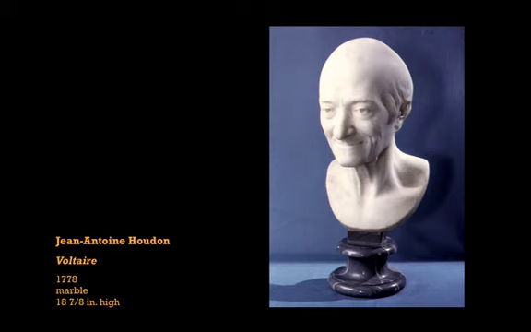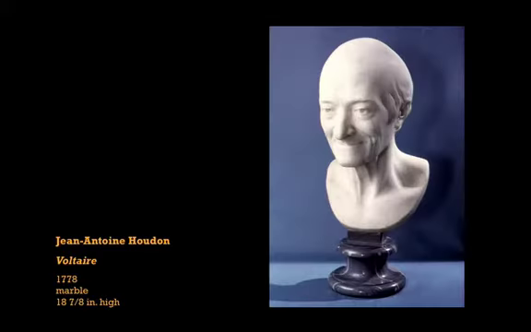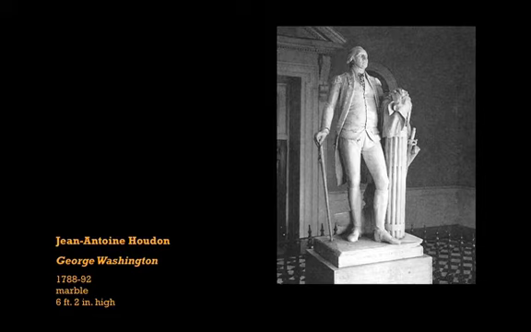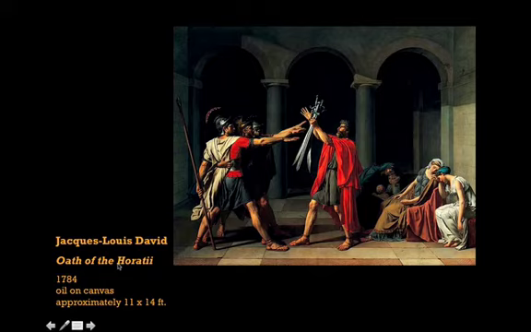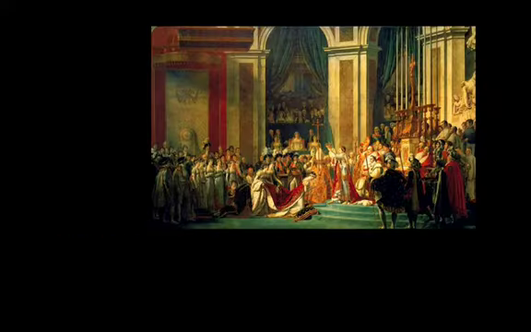Oh, hey, that's Voltaire. These are really important Enlightenment thinkers. Let's just see what else we got here. George Washington. That's huge, by the way. He's an important sculptor. This is also the myth making. This is the start of the new country. Let's see. Oh, Socrates. Oh, this is the French Revolution.